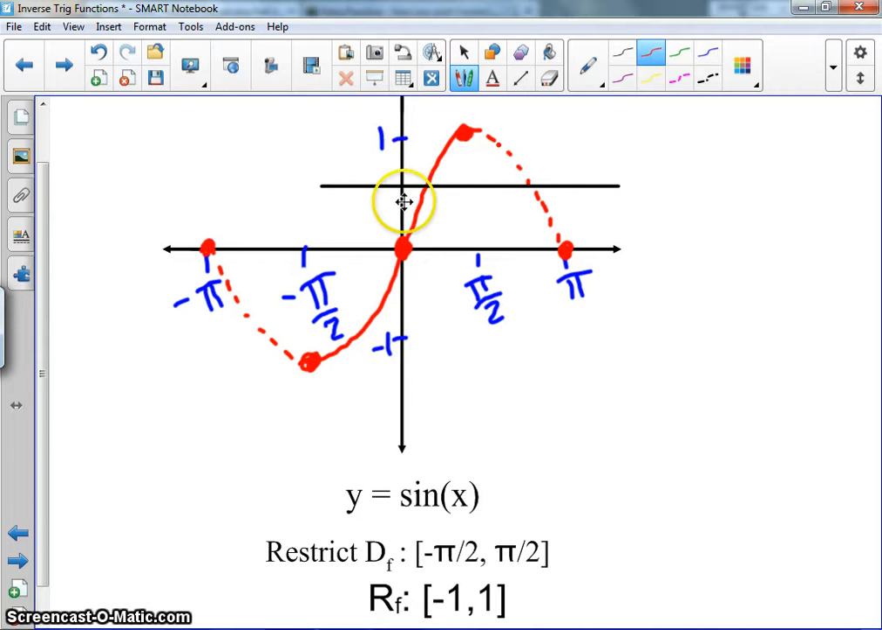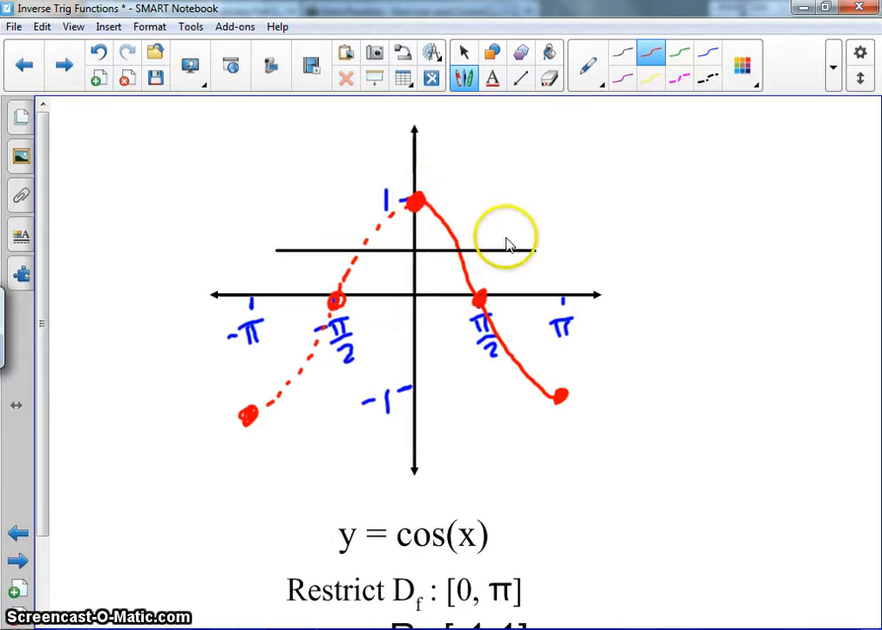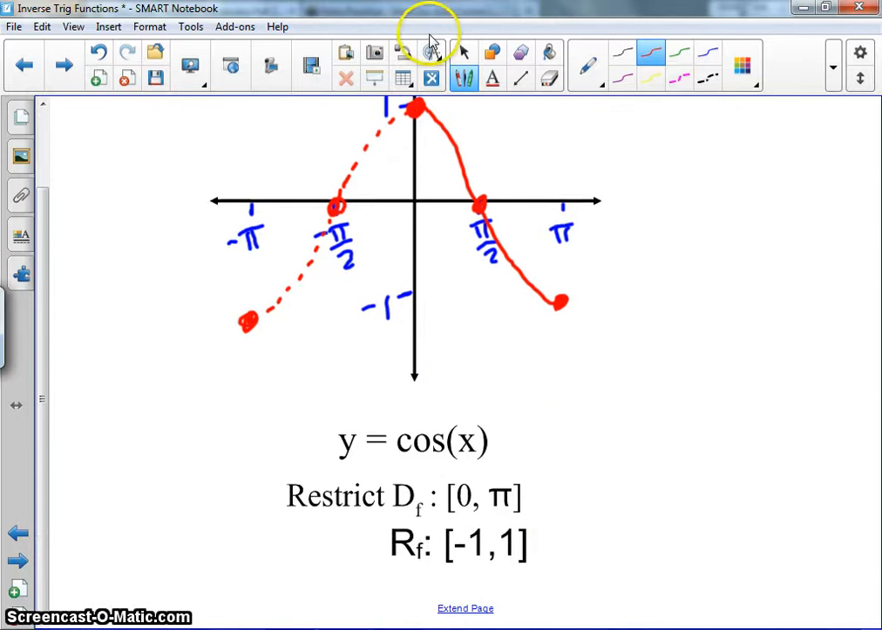Okay, so from negative 1 to 1, it takes on its full range. And if we only look at this solid portion, it would pass the horizontal line test. So that would mean this function would have an inverse. Same thing with cosine, except we're going to take a different portion of cosine. Over the solid portion, it's definitely going to pass the horizontal line test, and it still takes on its entire range of values from negative 1 to 1.